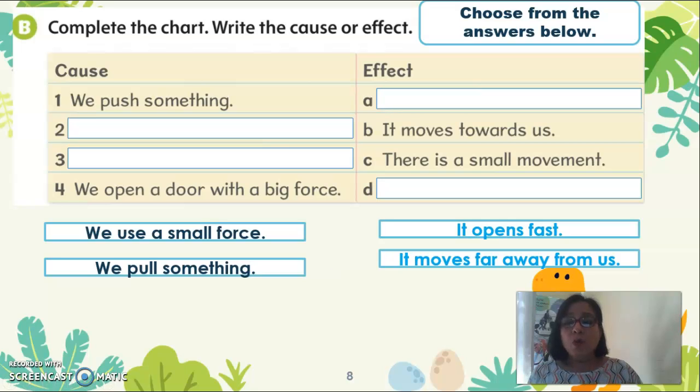Number 4, we open a door with a big force. What will happen? It opens fast. We open a door with a big force. It opens fast. Please write the answers in the corresponding spaces and check them with your ebook. Okay, let's continue.